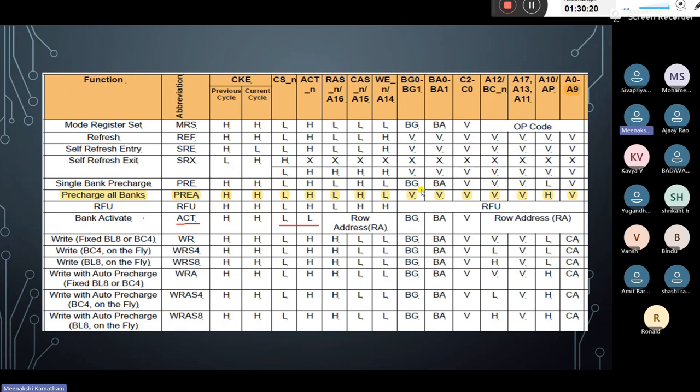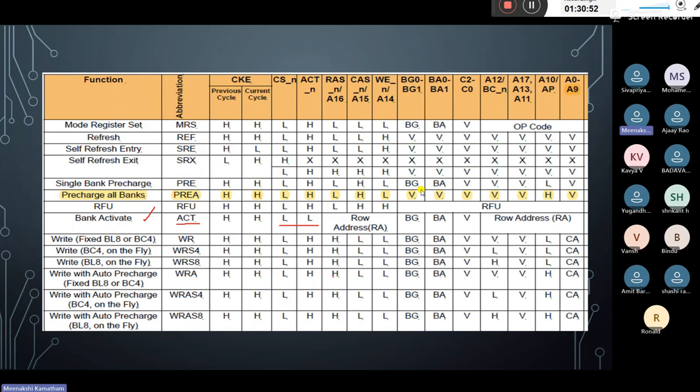The main command we should know is bank activation. So for bank activation, our ACT and the CSN both should be low. Then only all the remaining bits act as the row address bits. And coming to, for example, we need to write something, we need to write without auto precharge. See, we need to write. So for that, clock should be high. Then our ACT command is high, and CSN command is low.